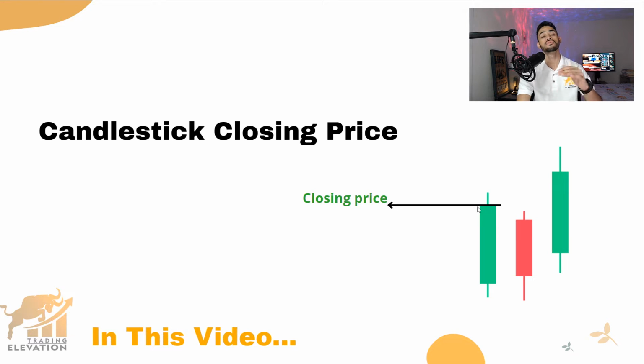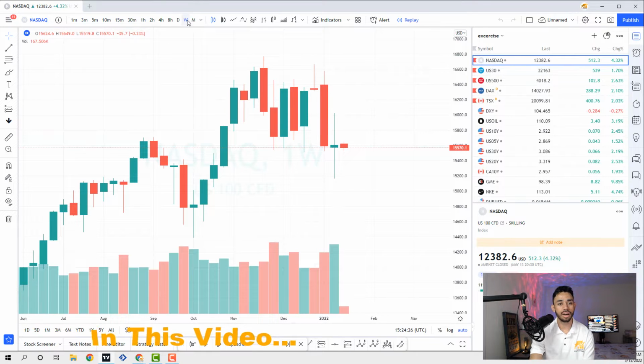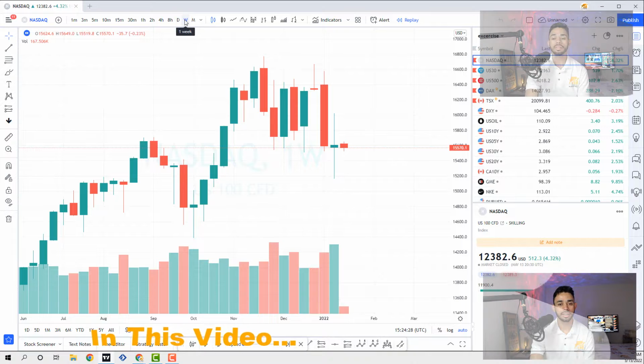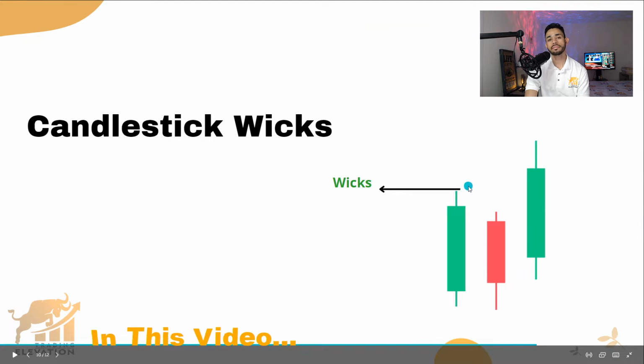Or when the price movement in one candlestick is completed. This is called a closing price. Here we have a weekly time frame candle. These are simply different names that different people call them.